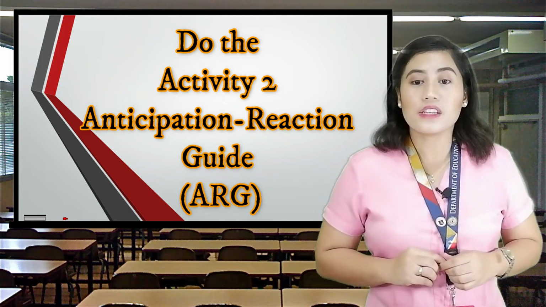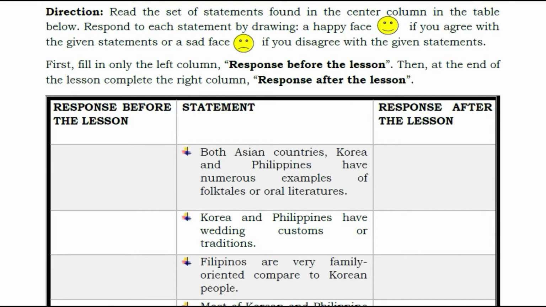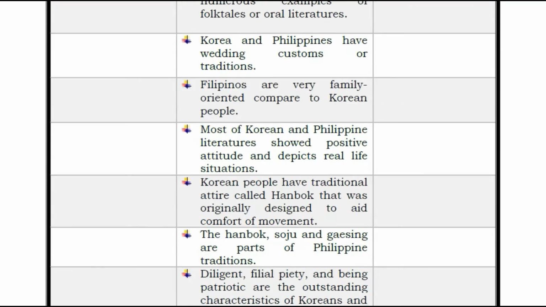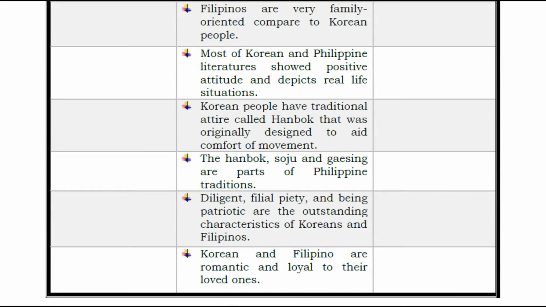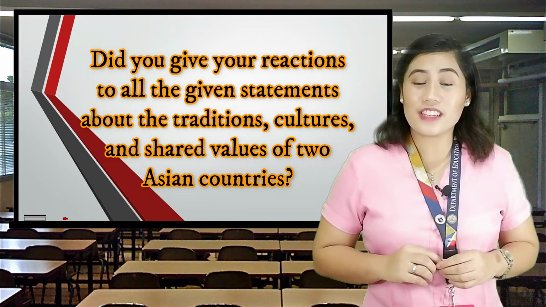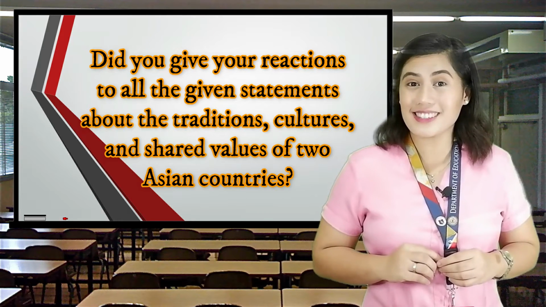Let's do the Activity 2 Anticipation Reaction Guide. Read the set of statements found in the center column in the table. Respond to each statement by drawing a happy face if you agree with the given statements, or a sad face if you disagree with the given statements. First, fill in only the left column, Response before the lesson. Then, at the end of the lesson, complete the right column, Response after the lesson. Did you give your reactions to all the given statements about the traditions, cultures, and shared values of two Asian countries?